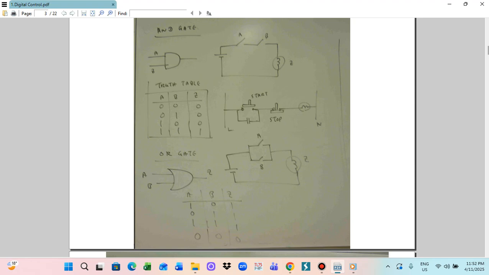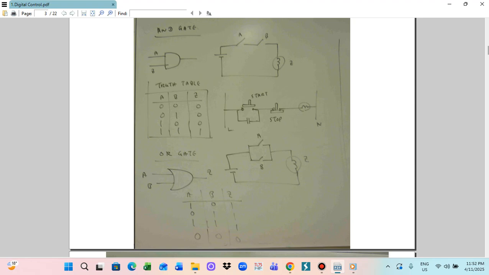So we can draw it here: A, B, and Z. Either A or B is 1, output is 1. Both A and B are 1, output is also 1. But A0, B0, output will be 0. This is the OR gate function. The OR gate function we can also utilize for the parallel combination. So this is for the OR gate.